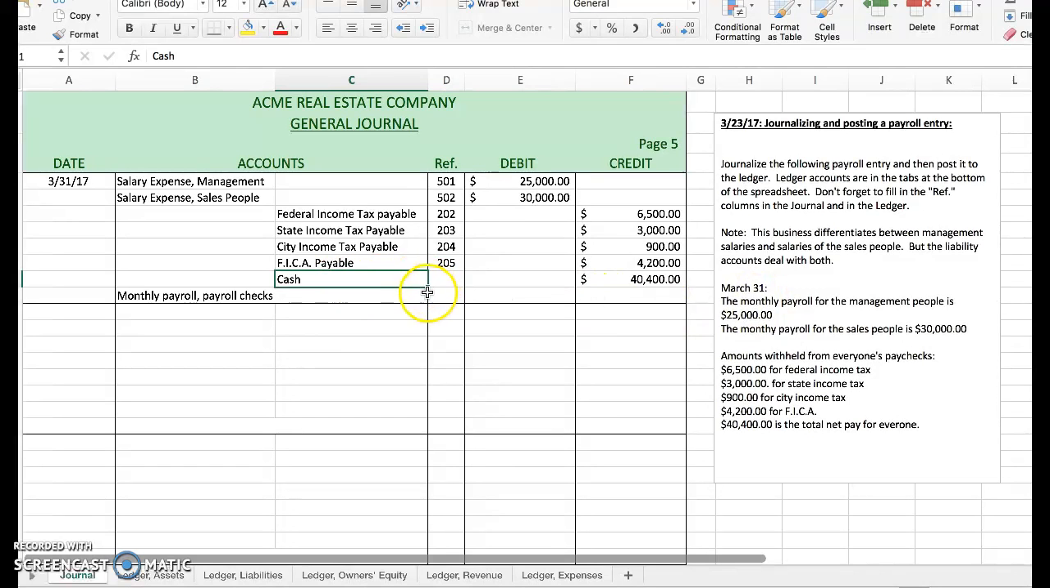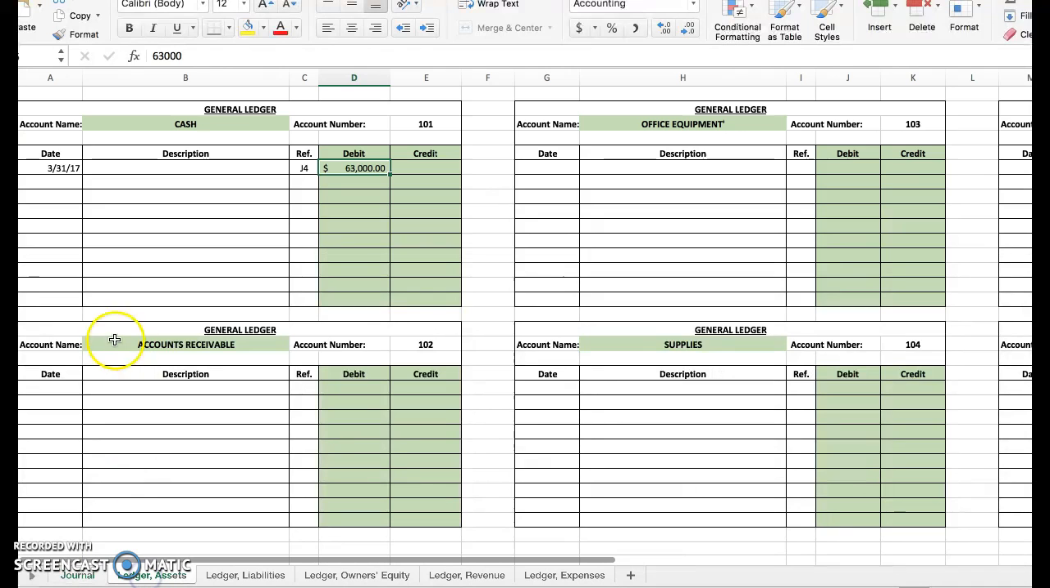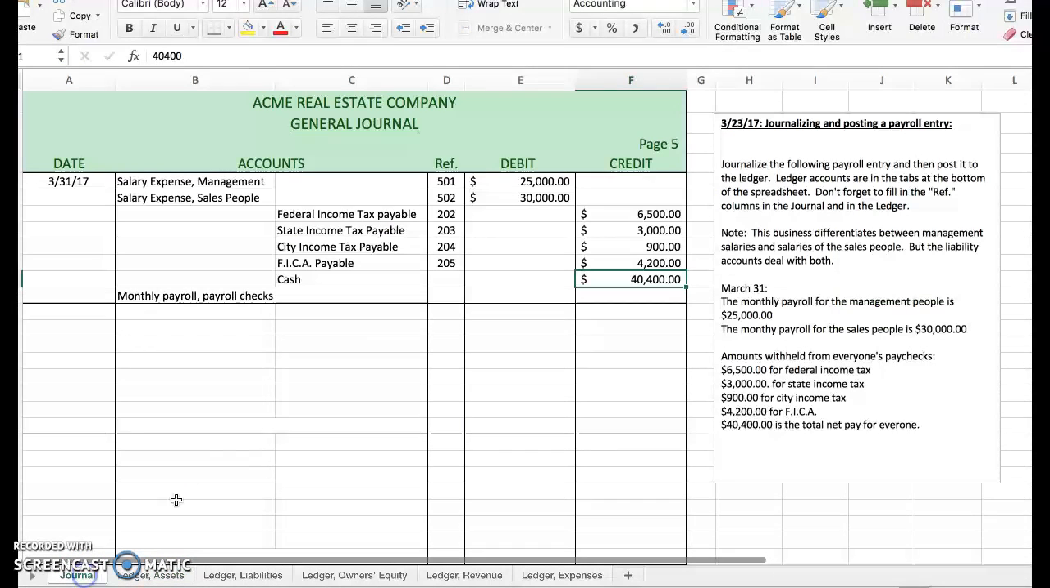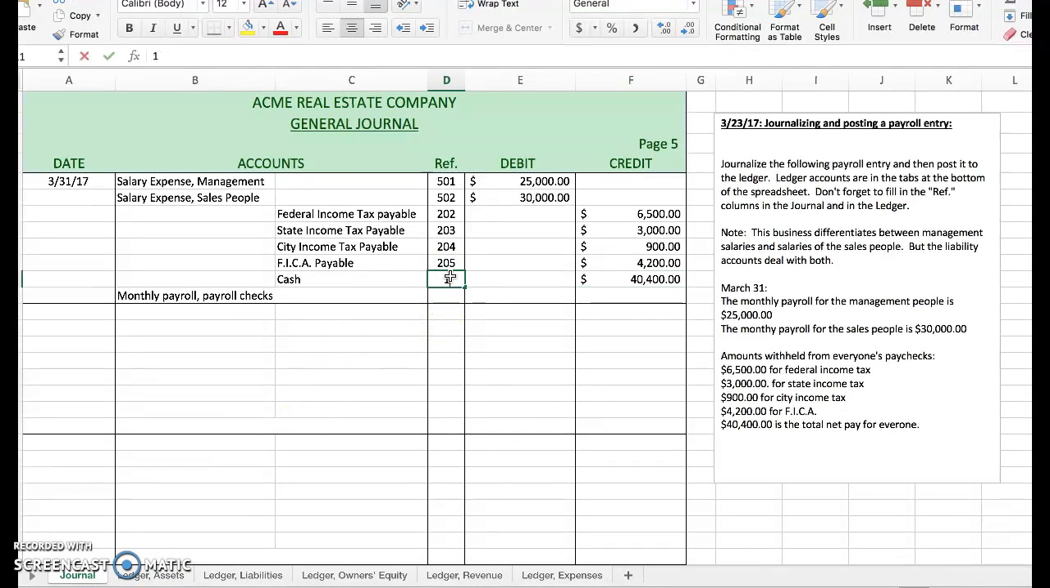The final part is cash, and that's the net pay. So we go to the assets, and also 331.17, we have J5, and we have a credit of $40,400. That's the net pay. So you can see this is the increase side, decrease side, so you can see the net amount left in cash if we wanted to look at that. And that account is 101. Okay, that's the journal entry.